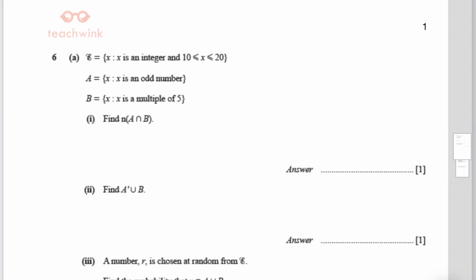Set A has all the odd numbers. Set B has all the multiples of 5. Part A1 says find the number of elements in A intersection B.